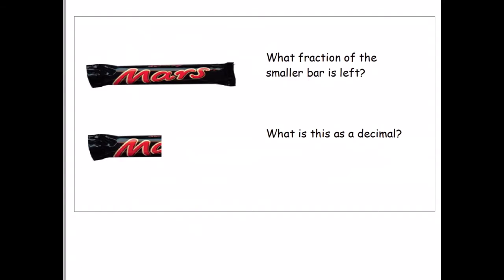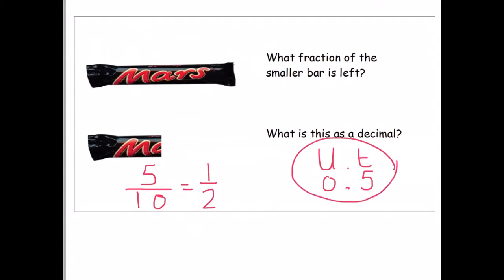So here we have our full galaxy bar, and we have to work out what fraction of the smaller bar is left. So you can quite clearly see that it is a half. So if we put it all into tenths, half of that is 5. So half of the Mars bar is 5/10, which is the same as 1/2. And again, with our place values, units and tenths, 5/10, 0 units, so a half is 0.5.